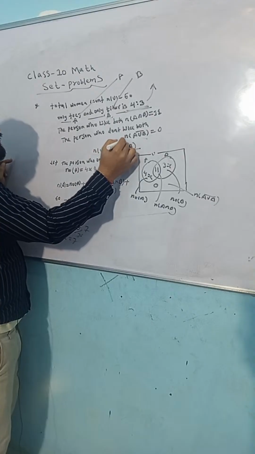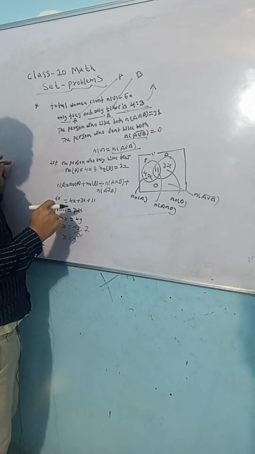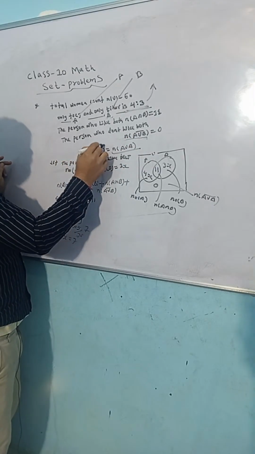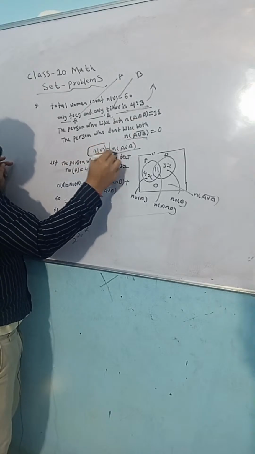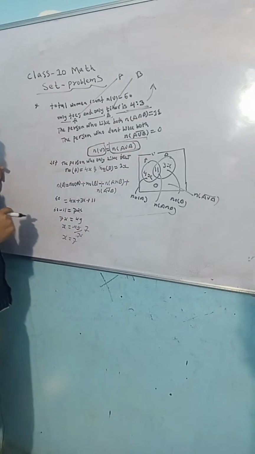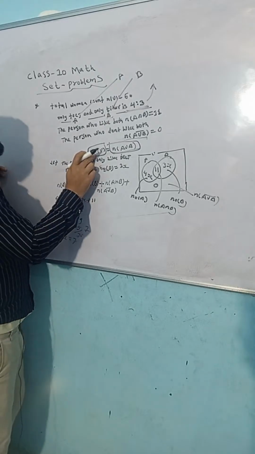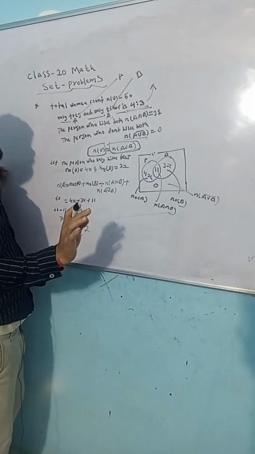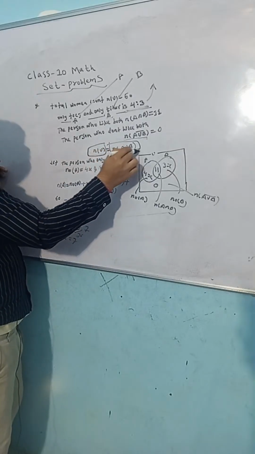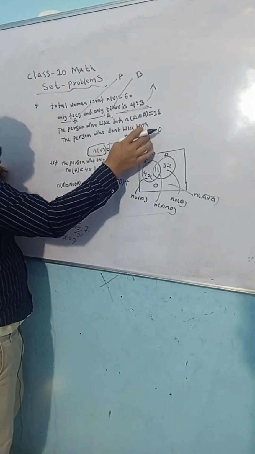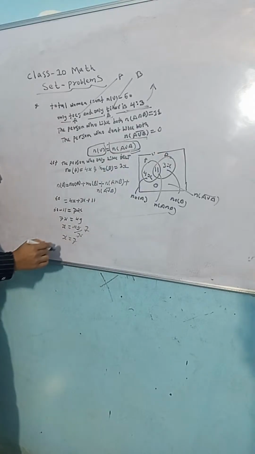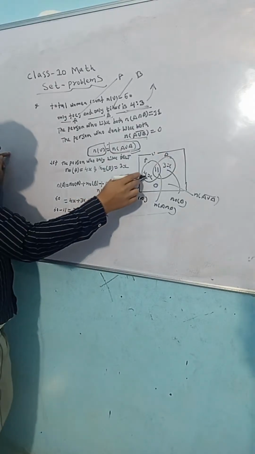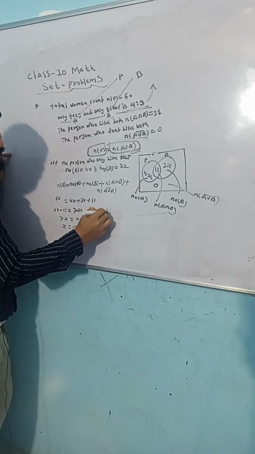Okay, if A union B complement is 0, then you can use any formula, either this formula or this formula, right? If you use this formula, then keep the A union B complement value as 0, right? So you can use this formula also, guys, because we don't have this portion here, right? So this is the x value. Now find out the value of only A.